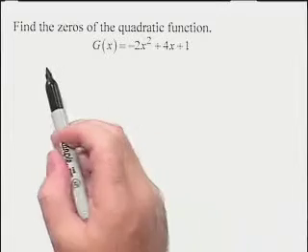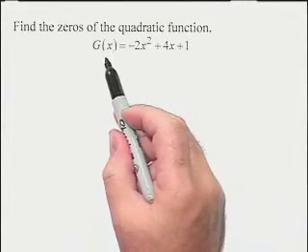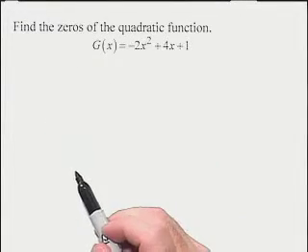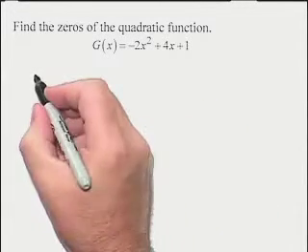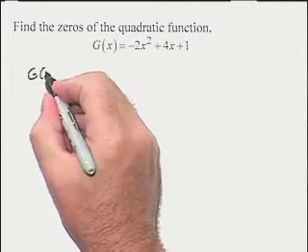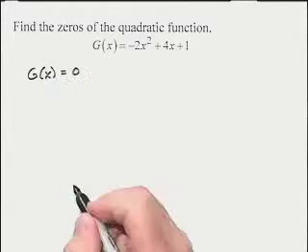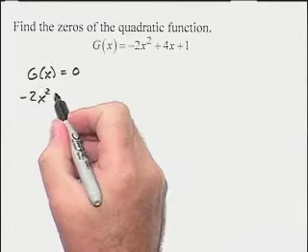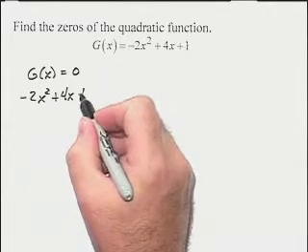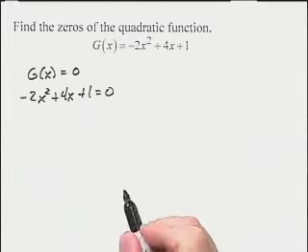For this problem, we're going to find the zeros of a quadratic function. We're going to find the zeros of the quadratic function g of x equals negative 2x squared plus 4x plus 1. To find the zeros, we need to find where g of x is equal to 0. That means we need negative 2x squared plus 4x plus 1 is equal to 0.